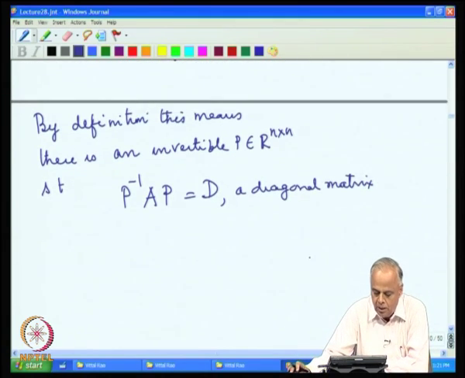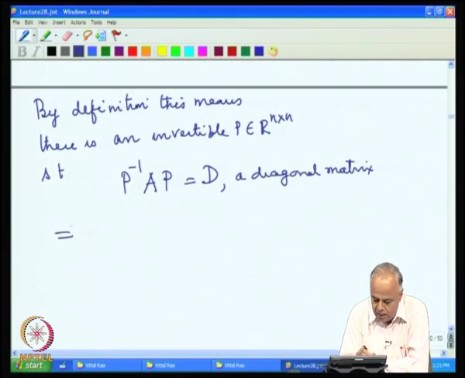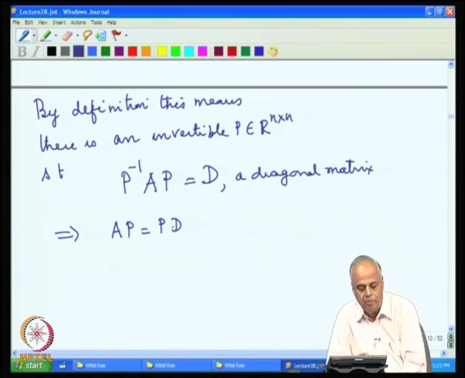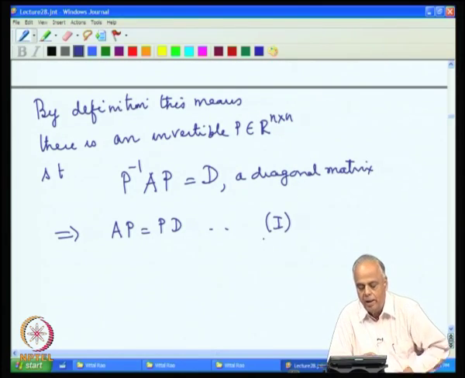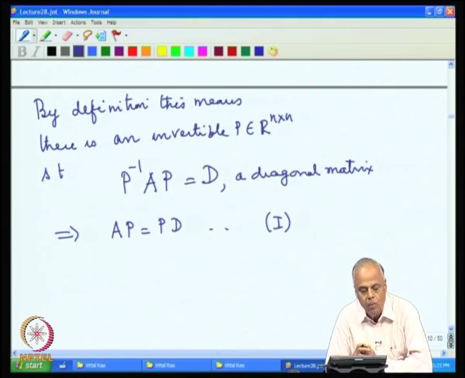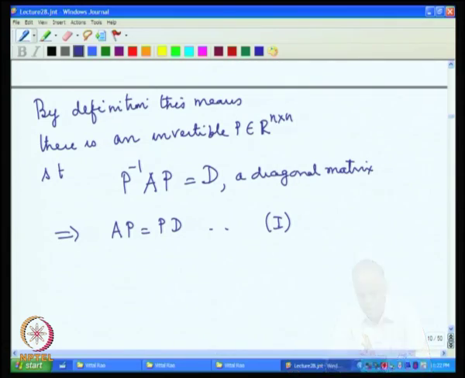Now, let us write this in a different form. This implies A P is P D. Multiplying both sides on the left by P, we get P P inverse A P, which is A P, and the right side becomes P D. Now, let us look at each one of these sides carefully. P is an n by n matrix, and therefore, it has n columns. Each column has n rows. So, each column is an n by 1 vector. Each column therefore belongs to R n.